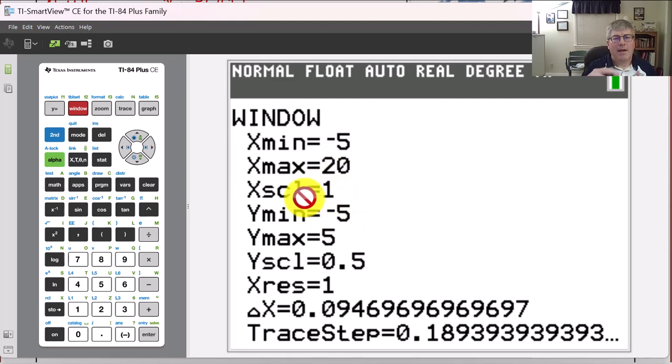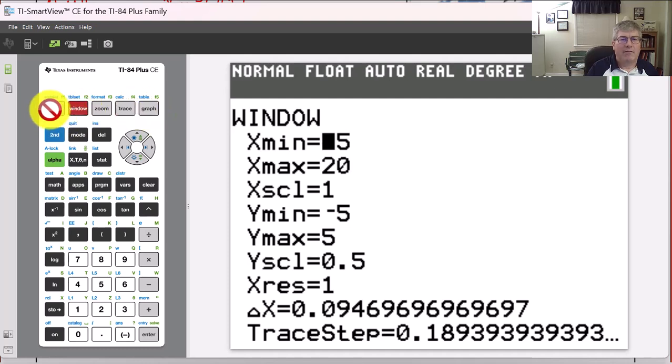And my amplitude here was 9/4, or just 2 1/4. So I'm going to do a y min of negative 5 and a y max of 5. That'll give me some breathing room to see that I only have to go up to 3 and negative 3. But this gives me some breathing room.